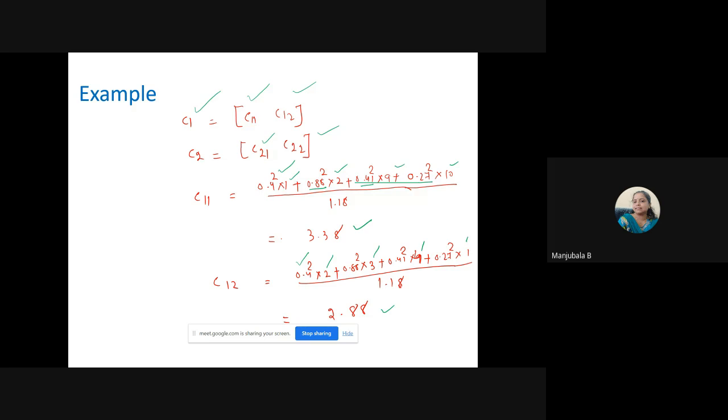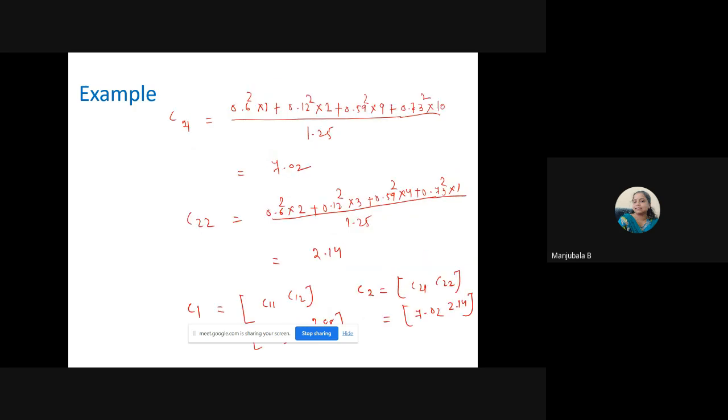Similarly, you can apply the same procedure for cluster 2, because for cluster 2 your weights are different, right? Points are 1, 2, 9, 10, and 2, 3, 4, 1, but these weights are different. So you will get C21 similarly here. The weights 0.6, 0.12, 0.59, 0.73 are different for cluster 2. And these are the attribute 1 values 1, 2, 9, 10, and here 2, 3, 4, 1.